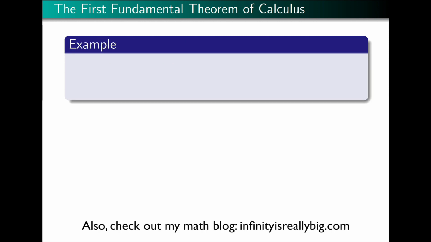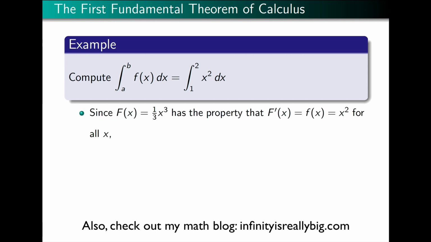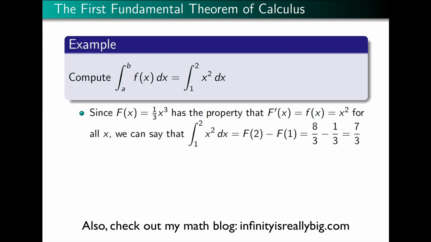Before looking at the proof of the First Fundamental Theorem of Calculus, let's look at its use in a basic example. Let's compute the integral of x squared from 1 to 2. How? Well, compute an antiderivative. Capital F of x equals 1/3 x cubed, you should know from derivative facts, has the property that capital F prime of x equals little f of x equals x squared for all x. Therefore, we can say that this definite integral of x squared from 1 to 2 equals capital F of 2 minus capital F of 1. When you plug those numbers in, you get 8/3 minus 1/3, which is 7/3.